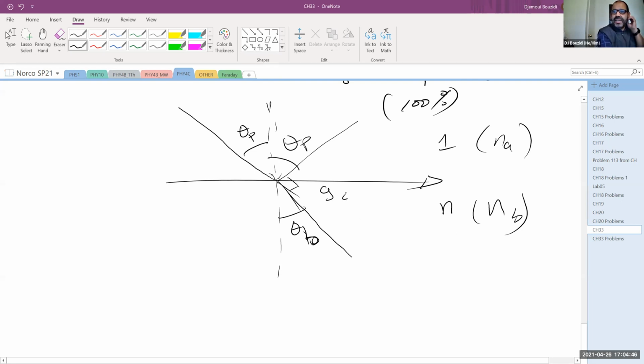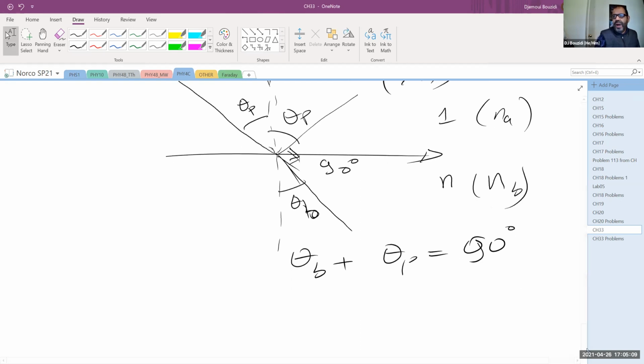So this angle is 90 degrees. So basically from the get-go, we know that this angle and that angle also add up to 90 degrees. That means theta B plus theta P is equal to 90 degrees also, because this adds up to 180 degrees and this plus that, then must be the other 90 degrees that is missing from here, okay?